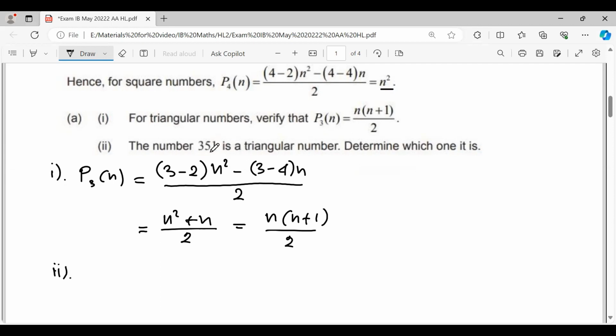A2. The number 351 is a triangular number. Determine which one it is. Okay. Triangular number means r equals 3. So P_3(n) equals 351. So we're going to find how much n is, right?